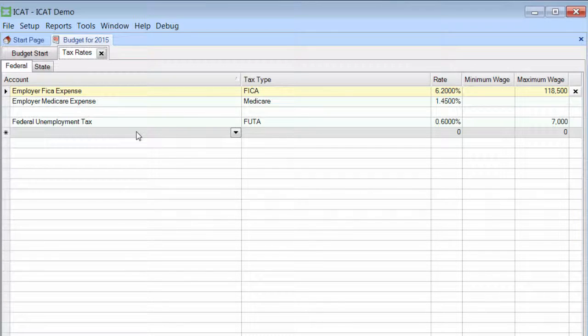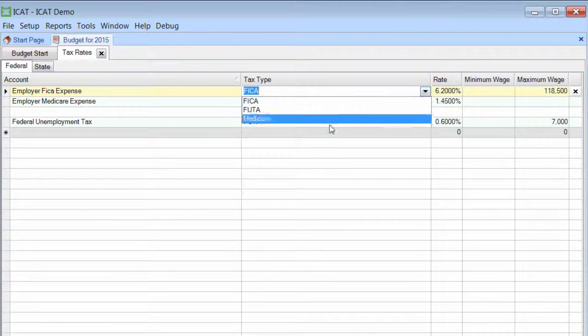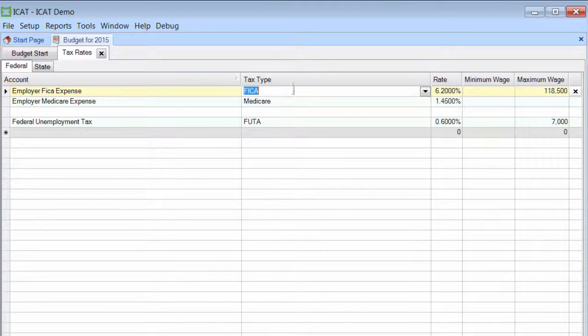We have a line for employer FICA expense. Here we identify the tax type, and we're identifying that as FICA. Here we are identifying the tax rate, and then we have a field for identifying the wage maximum, which establishes the cap for the FICA wages. This will change year to year. For 2015, the maximum wage for FICA tax is $118,500.